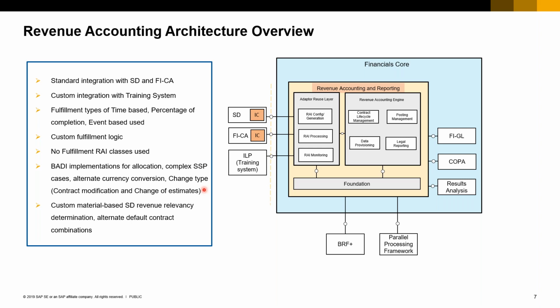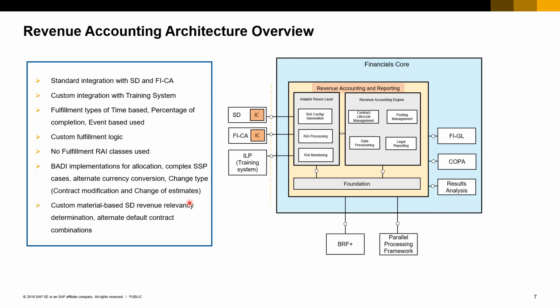That is, we use the SSP BAdI, and in some cases the SSP information comes from our operational systems in conditions in terms of SD orders. Or in very rare cases, we are also using BRF plus function modules to derive that SSP. We also have an alternate currency conversion implementation. Again, with IFRS 15, we activated the change type. As you are aware, contract modification and change estimates have been activated for us in IFRS 15. We also have a custom implementation for this, done by a BAdI implementation again.